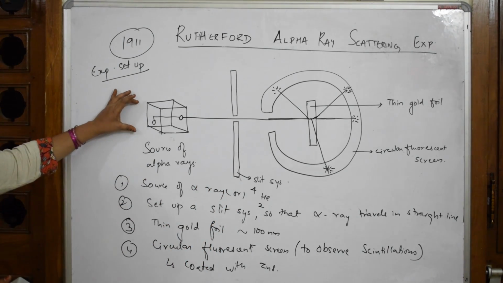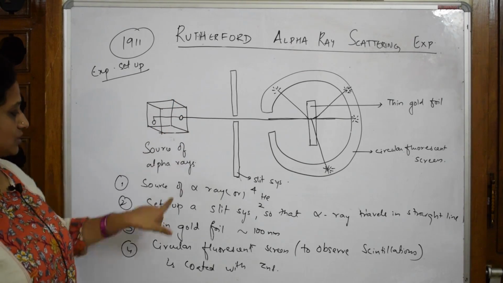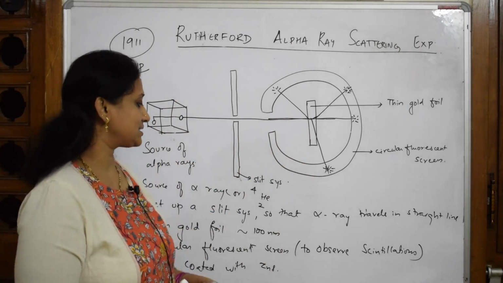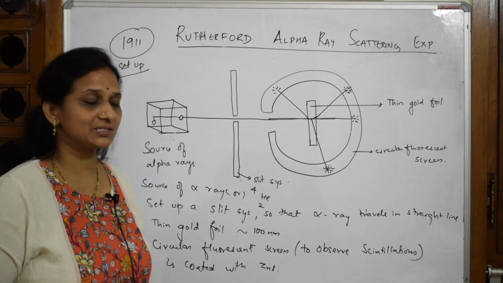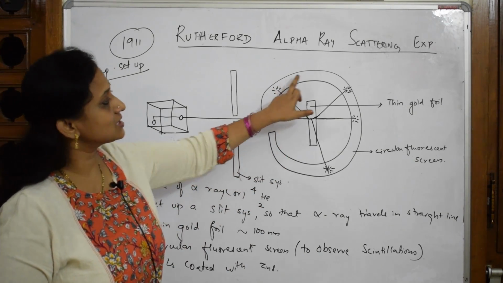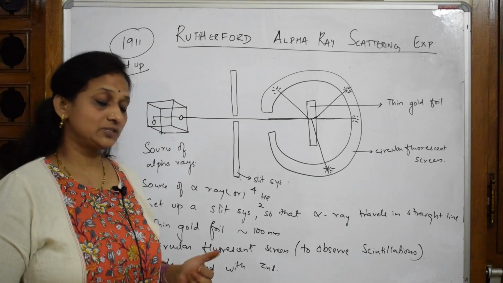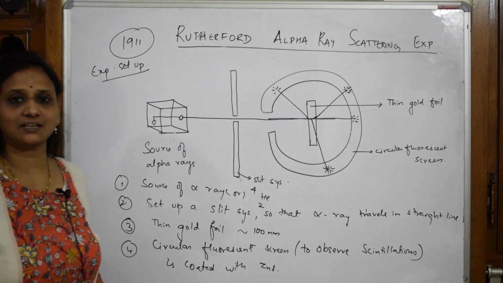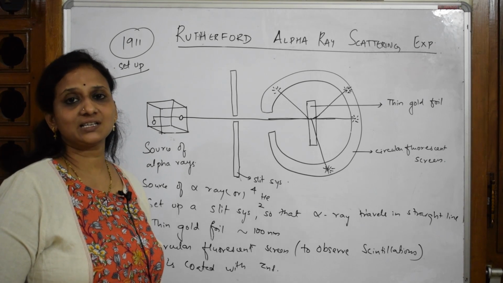So this is the setup. First point is this. Second point is this. Third point is the gold foil. Fourth point, as I said, it has 12,000 atoms present in that. And the fourth point is your circular fluorescence screen. Why am I using that? To observe scintillations, and it is also coated with zinc sulfide. Now let's come back and see what has he observed.